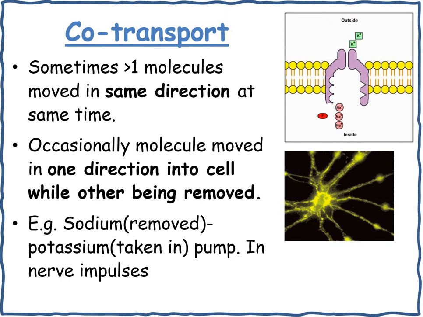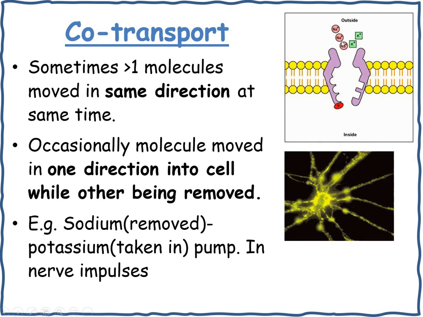So sometimes more than one molecule moves in the same direction at the same time, like co-transport of glucose, or occasionally one molecule is moved in one direction and the other in the other direction. So the sodium-potassium pump, 3 sodium move out at the same time as 2 potassium move in. And that's involved in nerve impulses, which you'll learn about in upper sixth.